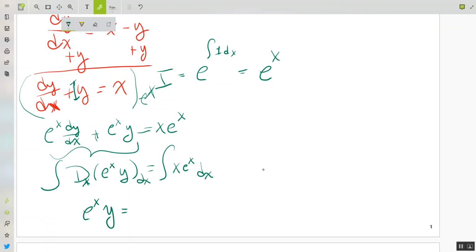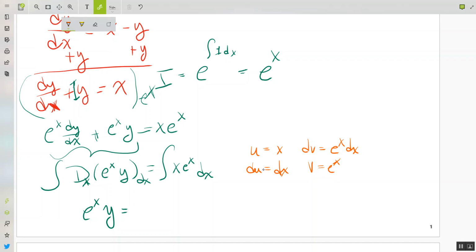e to the xy. Over here, I'm going to have to integrate by parts, so let's set up my parts. For u, I'm going to pick x. For dv, I'm going to select e to the x dx. So when I integrate this, I'll get that v is just e to the x. When I differentiate x, that's what you're really doing, you just get dx. So that's kind of nice.